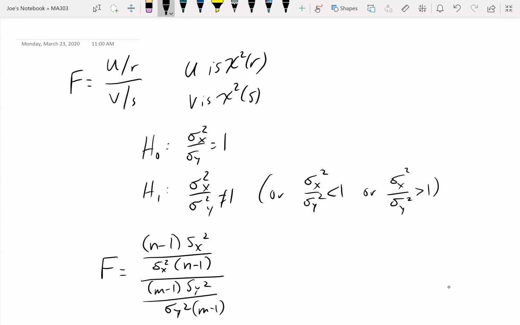Okay, so remember again that this part that I'm circling is chi-squared of n minus 1. And then this part is chi-squared of m minus 1. So this is all just stuff that we've talked about in the past.